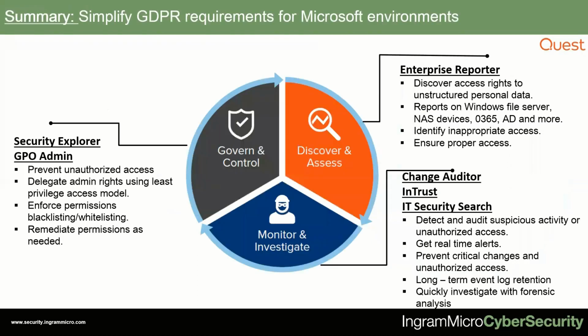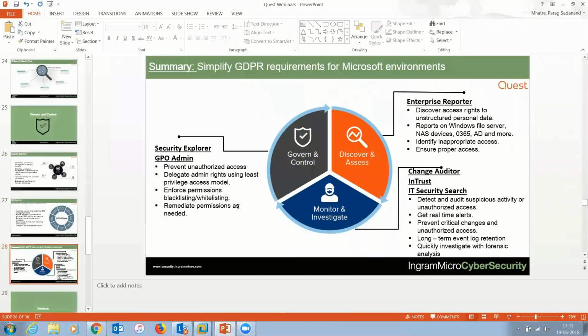So this is, in a nutshell, showing you the three different areas where Quest helps organizations. We have Enterprise Reporter, Change Auditor, IT Security Search toolbar, Security Explorer, and GPO Admin as well. These are the different tools that Quest provides for organizations. Now I'll be starting with the demo in a while to understand how it works.